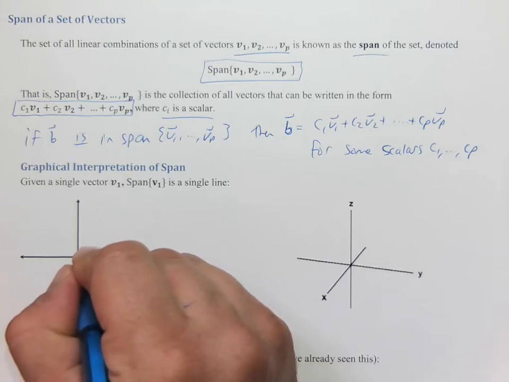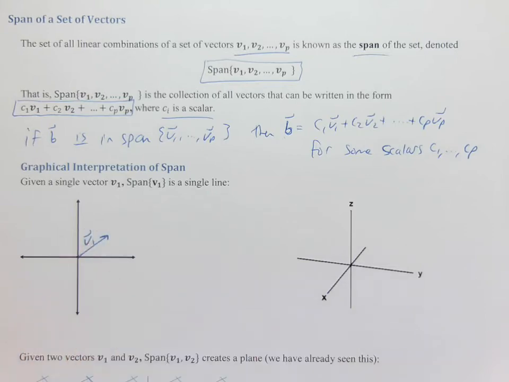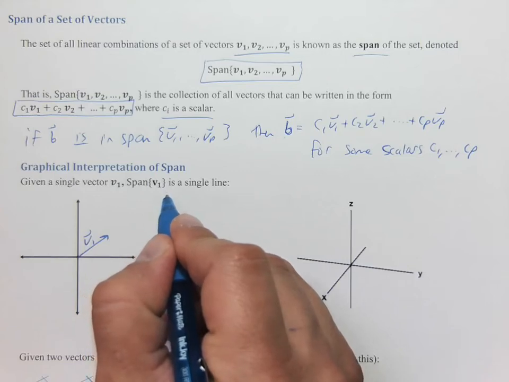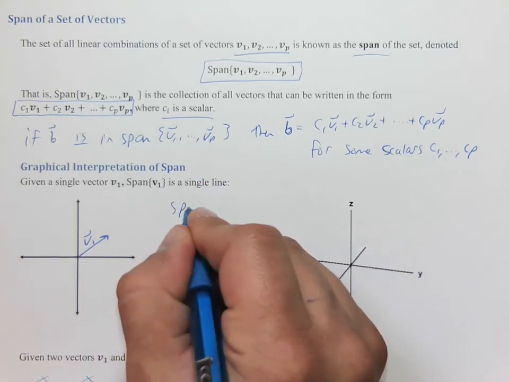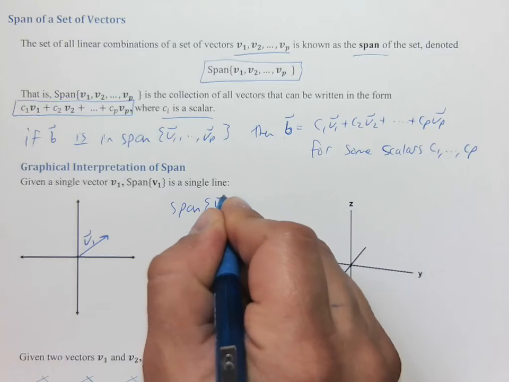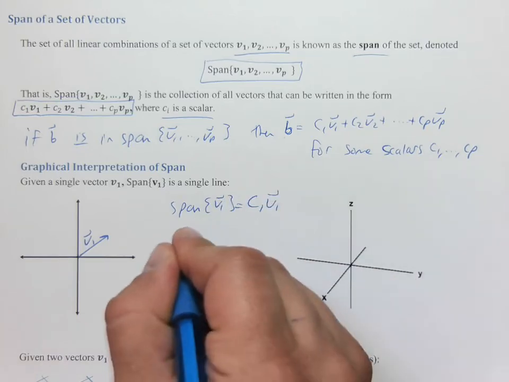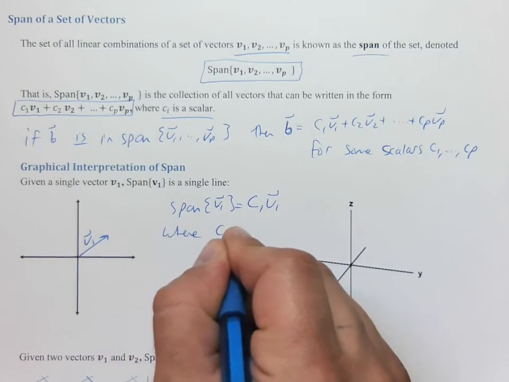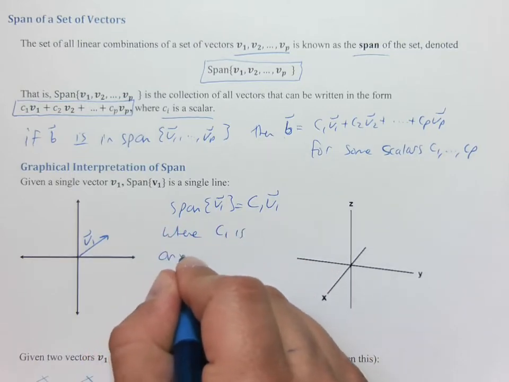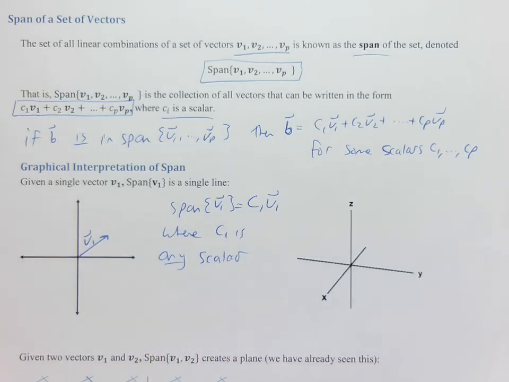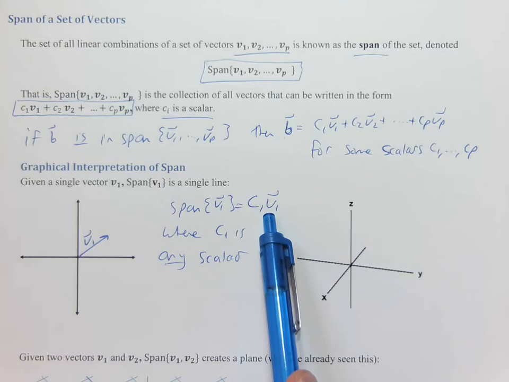So here's my vector v1. I don't know what it is. It's some vector in R2. Well, let's multiply that thing by 2. Right, so just to be clear, I should maybe write that down here. If we wanted to do the span of this vector, it's going to be some constant times that vector, where C1 is any scalar. Right, so the span of a single vector just means multiply that vector by a constant.